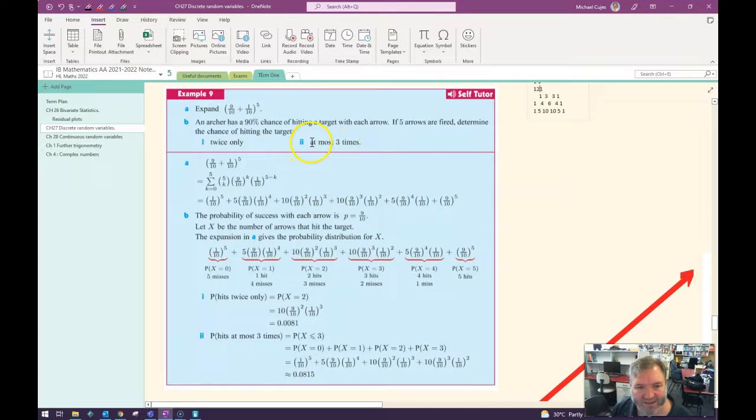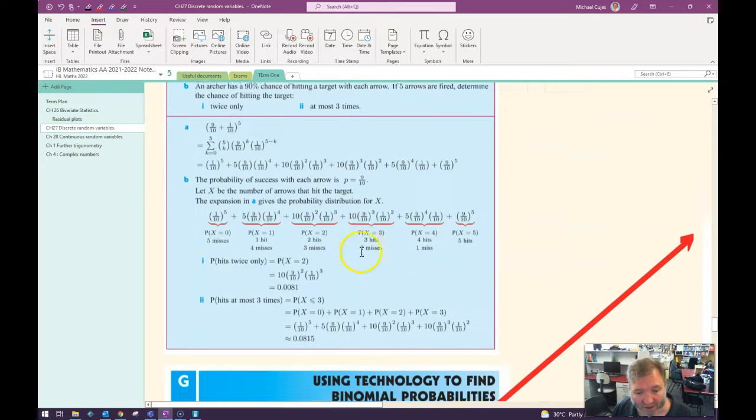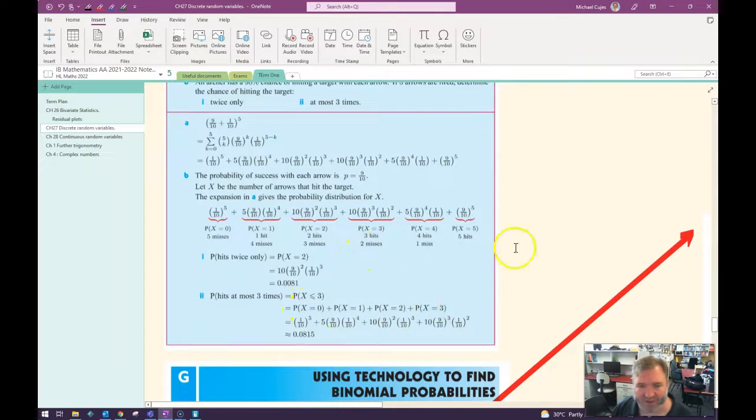The probability they hit the target at most 3 times: there's a couple of ways you could do this. If we were doing it without the calculator, the first way would be to find the probability they don't hit it at all, they hit it once, they hit it twice, they hit it 3 times. Alternatively, I could take the total probability 1 and subtract the probability that they hit it 5 times or 4 times. Here they've decided to add them together. If you did it the other way, if you just did 1 minus this little bit here, and then 9/10 to the power of 5, 1 minus those last 2 terms, that would also give you 0.0815.